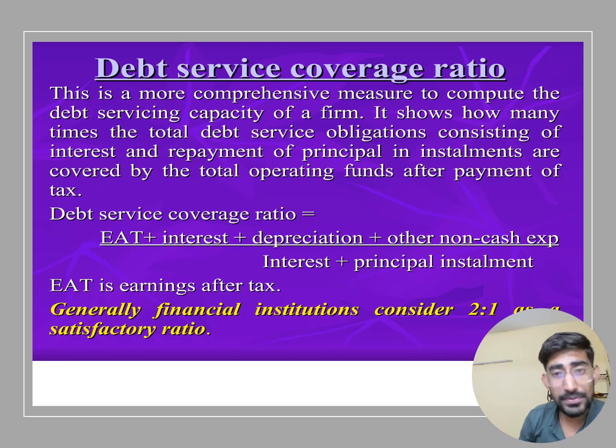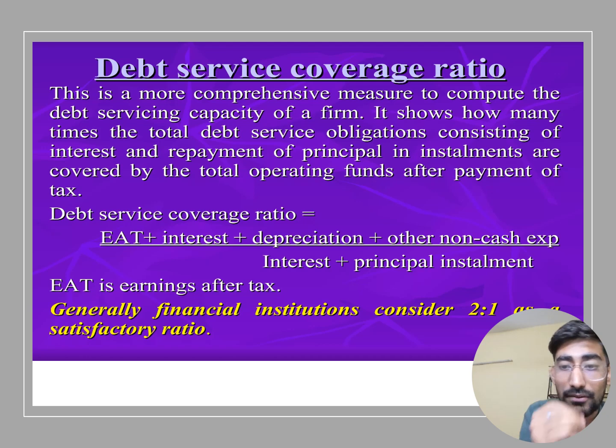This is a more comprehensive measure to compute the debt servicing capacity of a firm, and it shows how many times the total debt service obligation, consisting of interest and repayment of principal in installments, is covered by your total operating fund after payment of taxes. The previous one we calculated on earning before interest and tax, that is EBIT, but this debt service coverage ratio will focus on after payment of tax. So the formula is debt service coverage ratio equals EAT, earning after tax, plus interest plus depreciation plus other non-cash items.